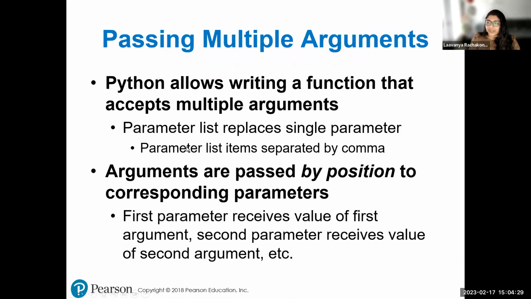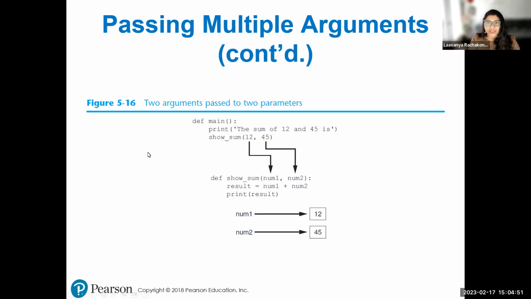So you can pass multiple arguments, and a parameter list replaces the single parameter. We'll see how that looks. The arguments are passed by position to the corresponding parameters. So the first parameter will receive the first argument's data, the second parameter will receive the second argument's data, and so on and so forth. So let's take a look at this example.